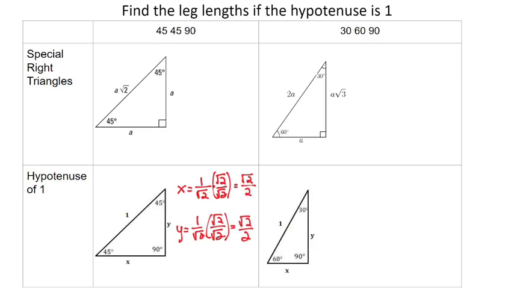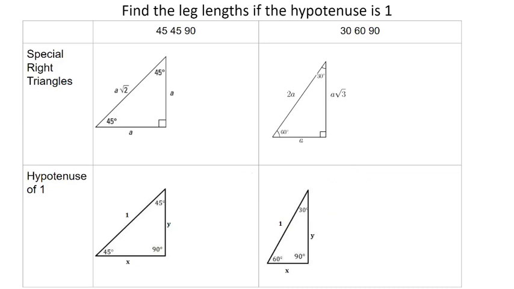Now let's do the same thing for our 30-60-90. We said if you know the hypotenuse, you can divide by 2 to find the short leg. So if you take the hypotenuse and divide by 2, that's all you got to do. Our short leg here has a length of 1/2. If you know the short leg, you can multiply by the root of 3 to find the long leg. So if the short leg is 1/2, you multiply by the root of 3, and you find that the long leg has a length of root 3 over 2.